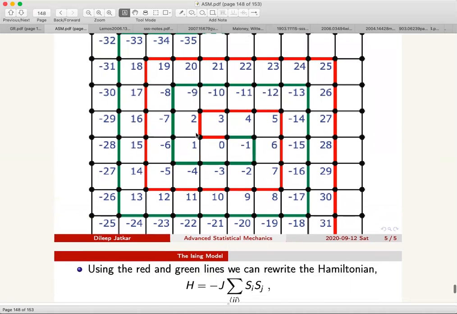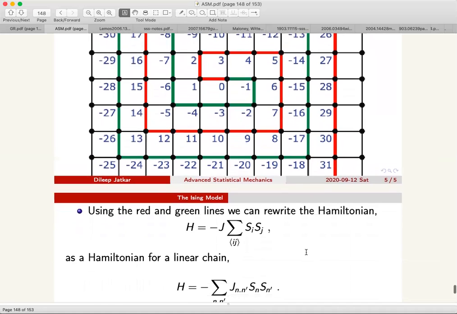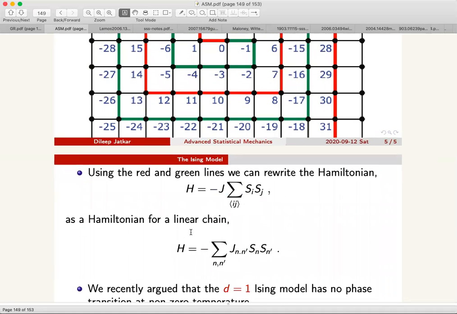Okay, with all negative spins painted green and all positive spins painted red, if you do that, then you have a linear chain, and the Hamiltonian is minus the summation over n, n prime of J_{n n'} s_n s_n'.